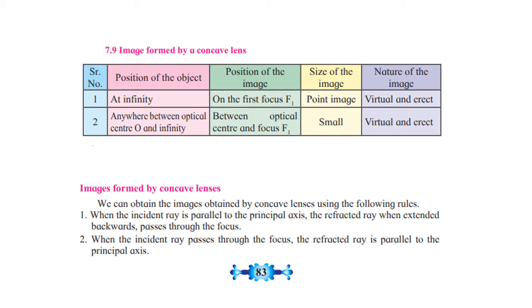Now when we talk about infinity, infinity basically means that it's at a very large distance. So the rules that we remember over here are: when the incident ray is parallel to the principal axis, the refracted ray when extended backward passes through the focus, whereas in case of convex, it passes through the focus on the opposite side. When the incident ray passes through the focus, the refracted ray is parallel to the principal axis. The rules remain the same. It's only which side of the lens the ray is falling on.